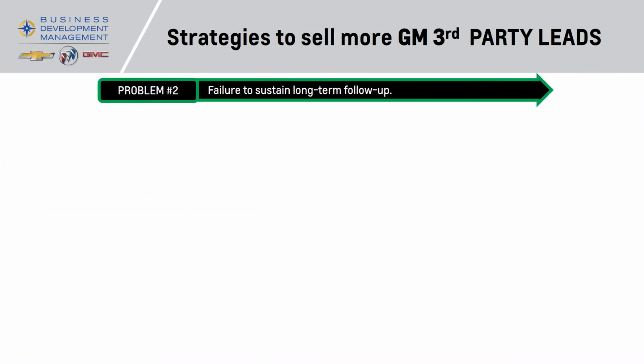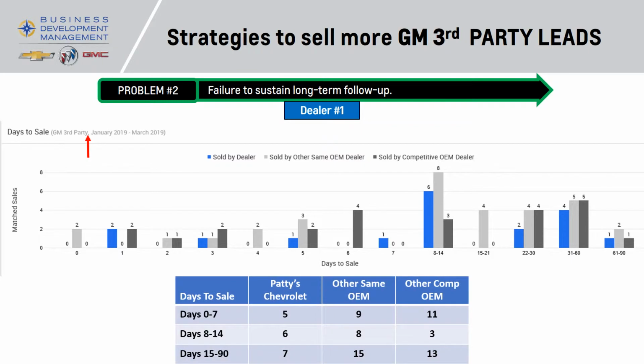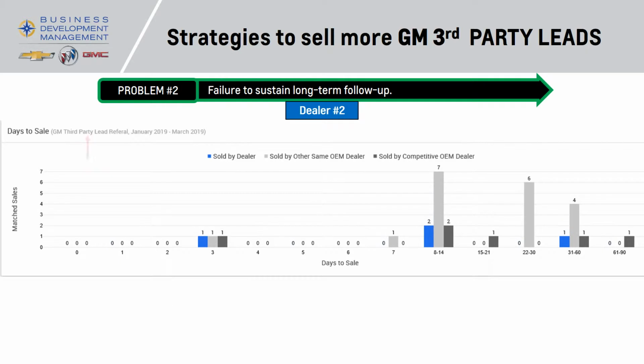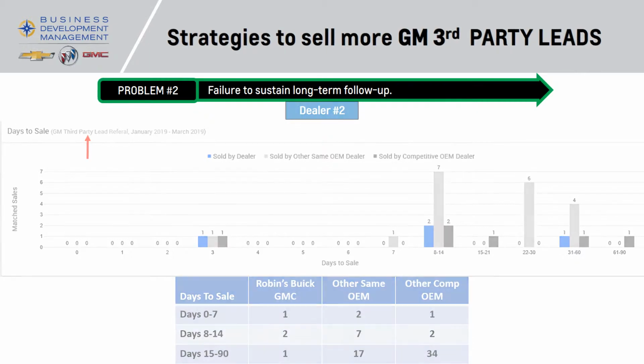Now we've hopefully resolved the quality of the follow-up. Now let's talk about the sustainment of that follow-up. Okay, again, we're going to look at 2 dealers, GM third party again, and we're using hypothetical Patty Chevrolet. And as you can see, they're just losing across the board, but losing late a lot. Dealer number 2, similar situation. So we're using these 2 dealers just to emphasize that you're not alone. This is a pretty typical problem, but it can be resolved.